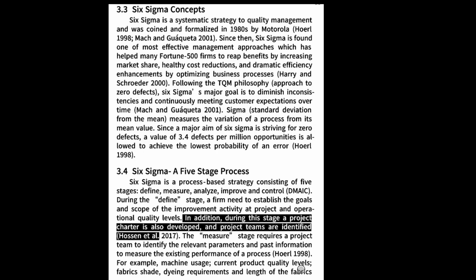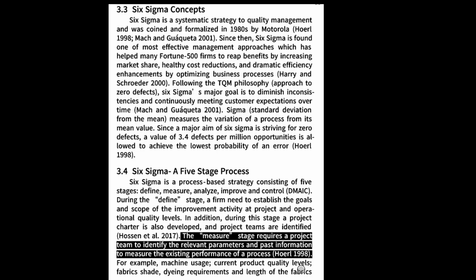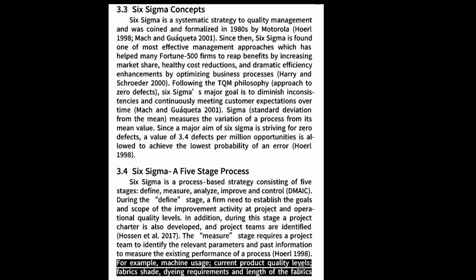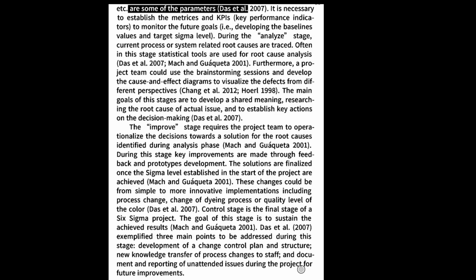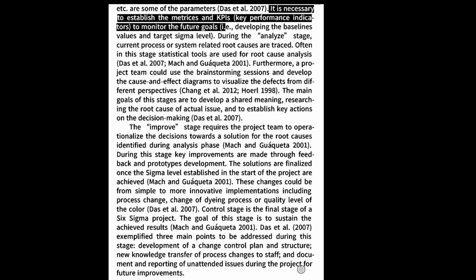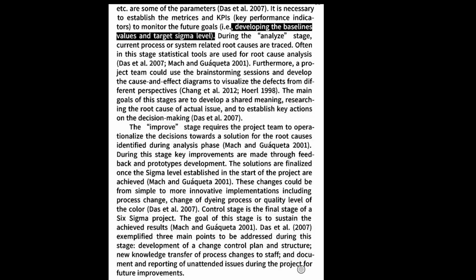Hassan et al. 2017. The measure stage requires a project team to identify the relevant parameters and past information to measure the existing performance of a process. Horrell 1998. For example, machine usage, current product quality levels, fabric's shade, dyeing requirements and length of the fabric set are some of the parameters. Das et al. 2007. It is necessary to establish the metrics and KPIs, key performance indicators, to monitor the future goals, developing the baseline values and target sigma level.